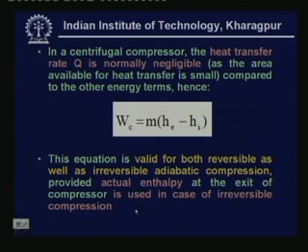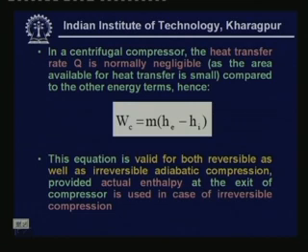So, in a centrifugal compressor, the heat transfer rate Q is normally negligible, as the area available for heat transfer is small. That means the heat transfer rate is negligible compared to other energy terms, so you can neglect it. Once you neglect the heat transfer rate, the power input to the compressor is simply given by mass flow rate into enthalpy rise across the compressor, that is He minus Hi.